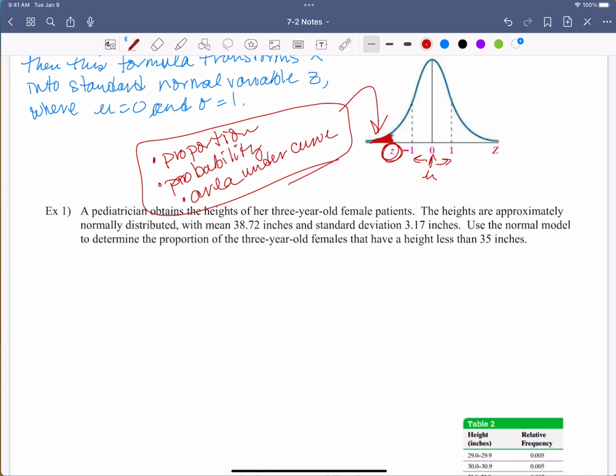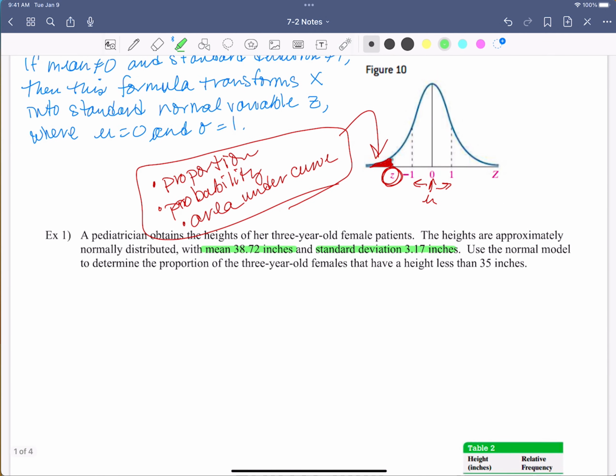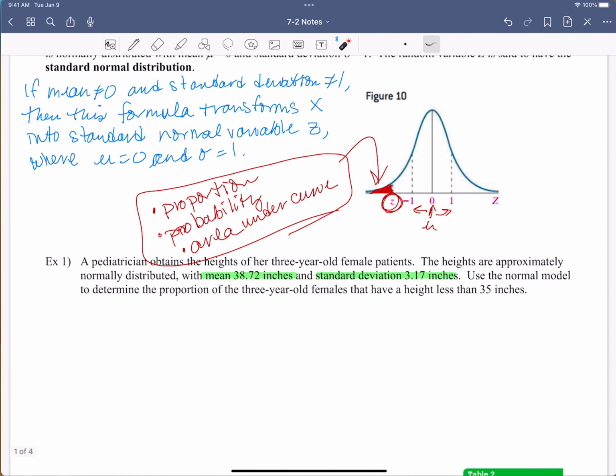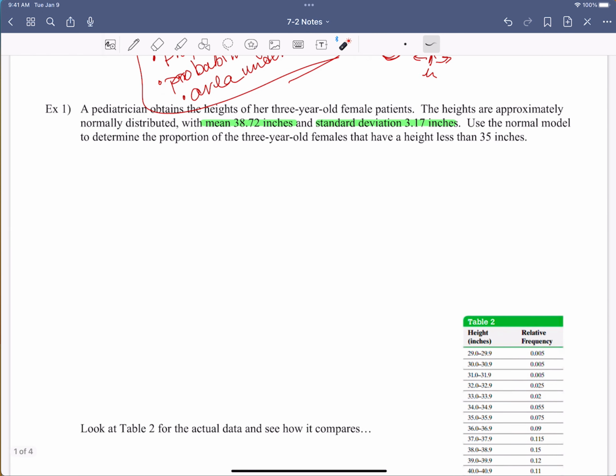Okay, so a pediatrician obtains the heights of her 3-year-old female patients. I'm going to scoot this up so you can see this chart and everything. The heights are approximately normally distributed, so that's good to know. Here we have a mean of 38.72 and a standard deviation of 3.17. Is it 0 and 1 right now? No. So what do you think we're going to use in order to normalize it? Use the normal model to determine the proportion.